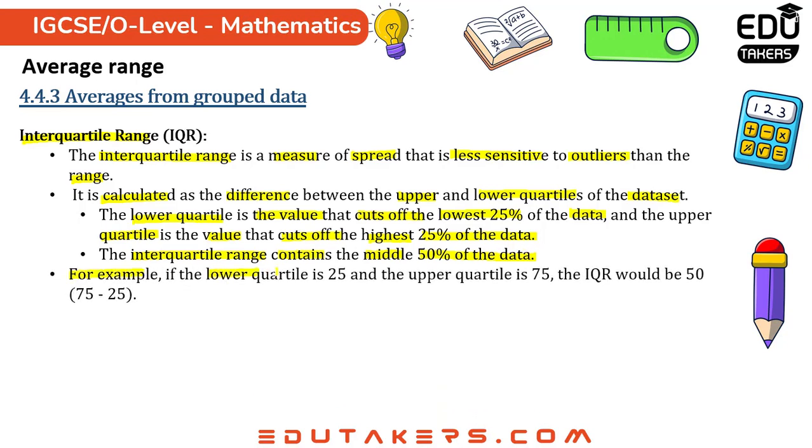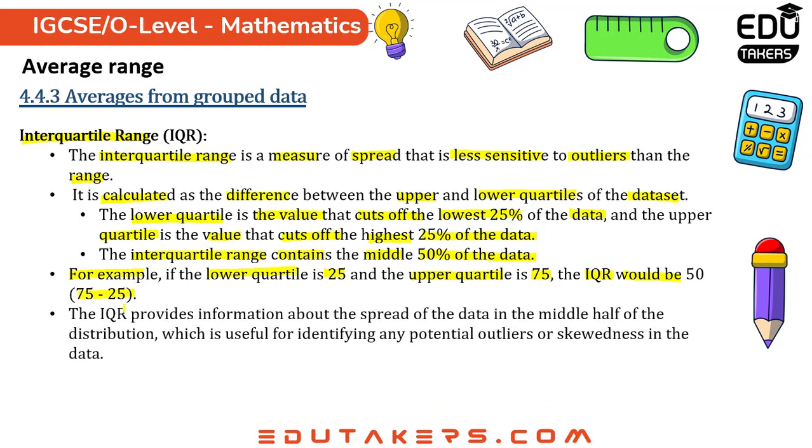For example, if the lower quartile is 25 and the upper quartile is 75, the interquartile range would be 50, 75 minus 25. The interquartile range provides information about the spread of the data in the middle half of the distribution, which is useful for identifying any potential outliers or skewness in the data.